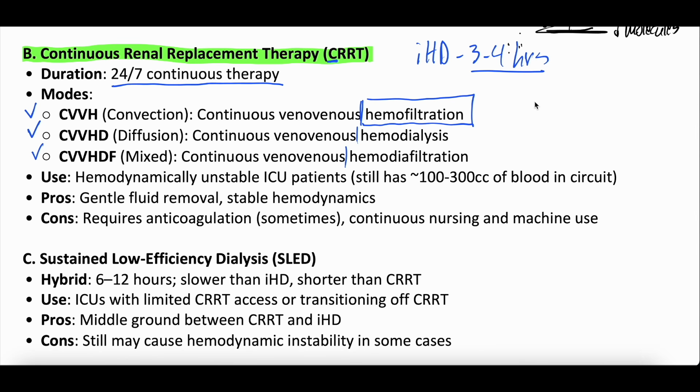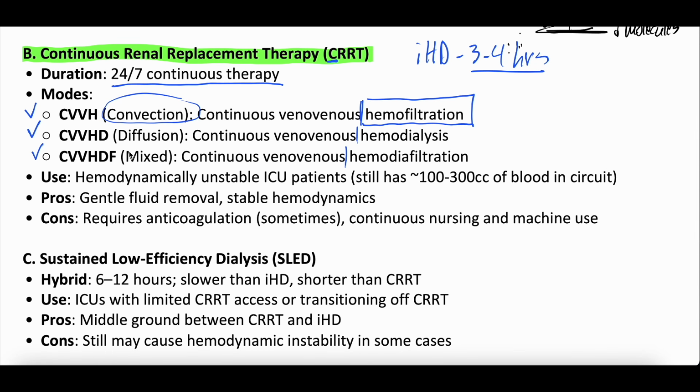Remember, we said convection is where the flow and the pressure force some water out of the blood through the filter, and that drags some solute with it, and that's how it purifies the blood. Whereas diffusion is where there's actually dialysate running parallel to the blood, and some of the solute in the blood diffuses down a concentration gradient into the dialysate. So these are 2 different ways to clear solute. So CVVH, the H stands for hemofiltration, which is convection driven.